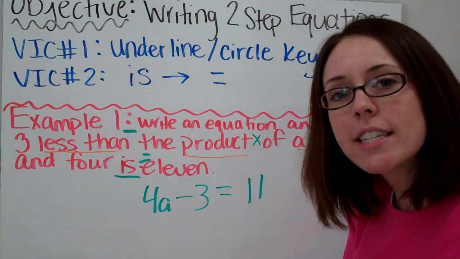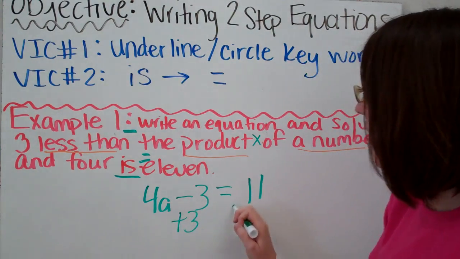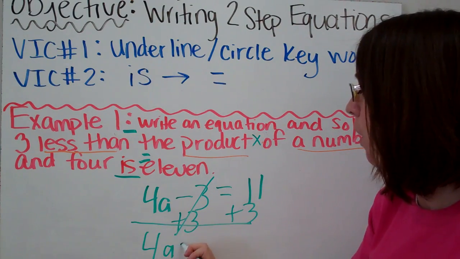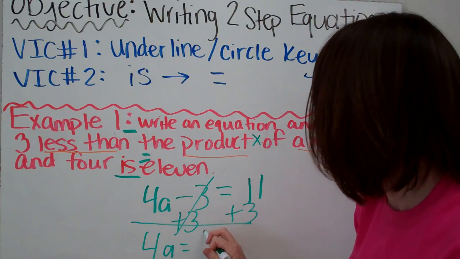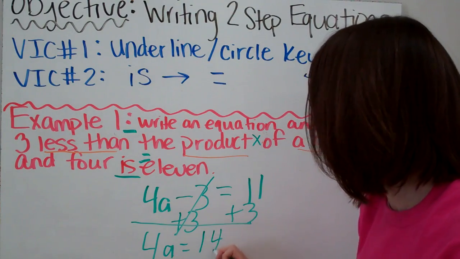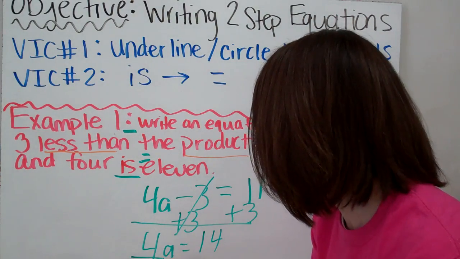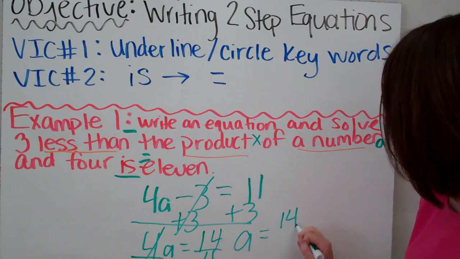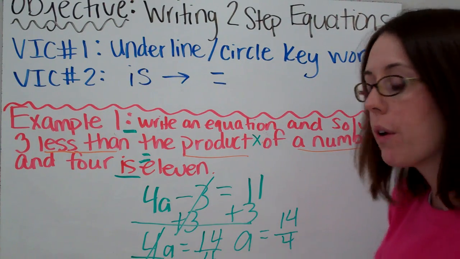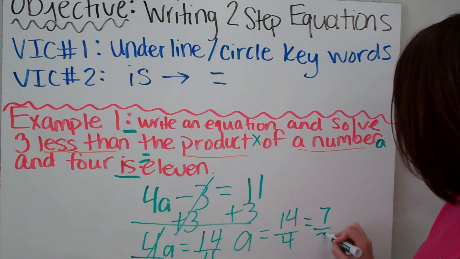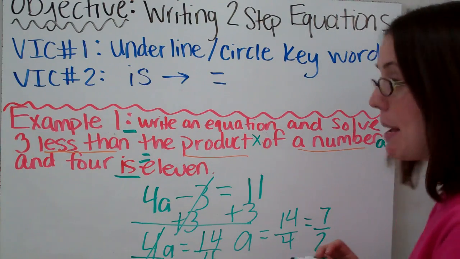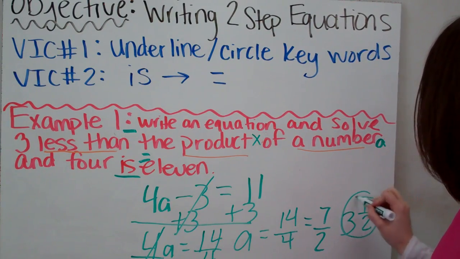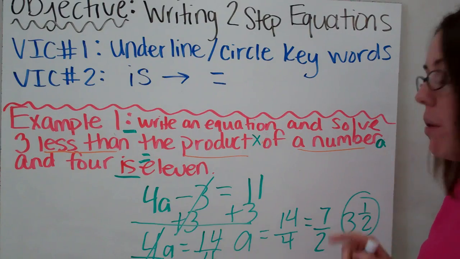This is a two-step equation, so let's solve. Add 3 to both sides. Your 3's cancel. You're left with 4A equals 11 plus 3 is 14. Divide by 4. Your 4's cancel. You're left with A equals 14 over 4, which you know can reduce to 7 over 2, which you can also write as a mixed number. 2 goes into 7 3 times with 1 left over. So A equals 3 1/2.